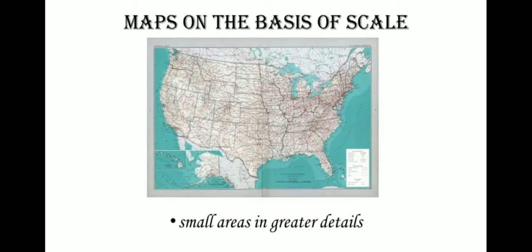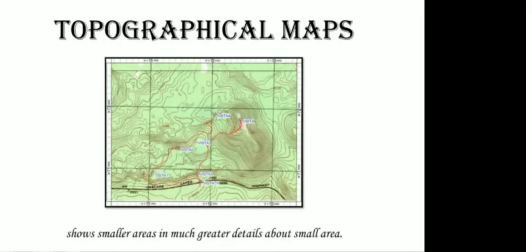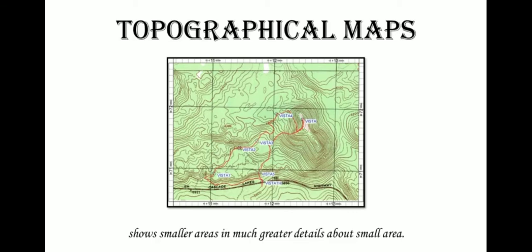Large scale maps show small areas in greater detail because they are drawn on a relatively large scale. Cadastral maps are village and town maps which show individual fields and house sites. Topographical maps show smaller areas in much greater detail. These maps are prepared by Survey of India. These are also large scale maps which show both natural features like hills and valleys as well as man-made features like buildings, roads and canals.